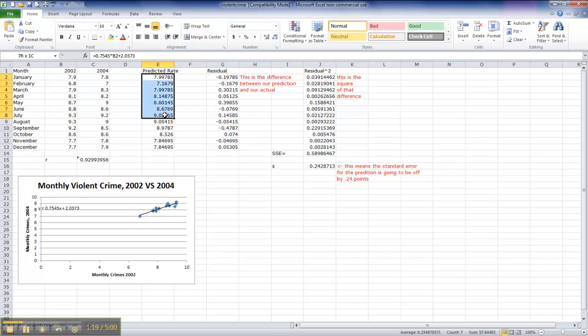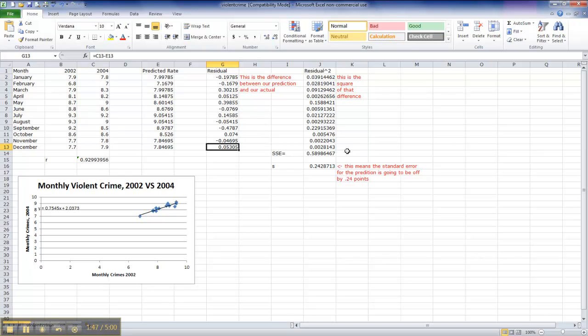This is y hat. These are your y hats. Here is your residual, so your answer for number 14 lies in this column that I'm going to show you how to do. In this box, I need to take the difference between the y value and the predicted rate. So C2 minus E2, drag and drop. Gives you the residual for everything. So on number 14, 7.9, the residual for 7.9, your answer should be 0.05.